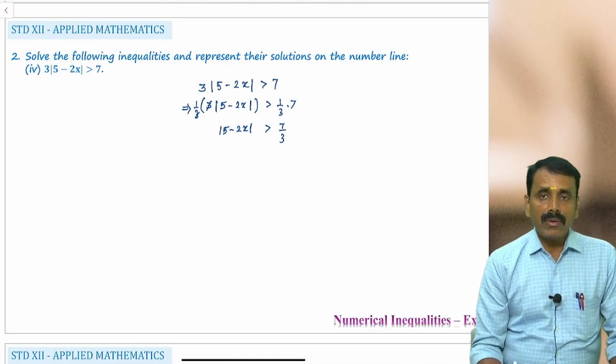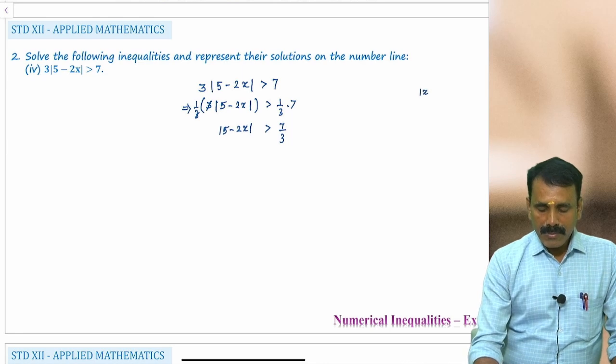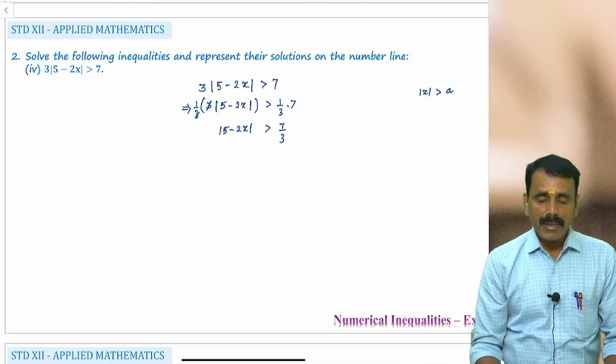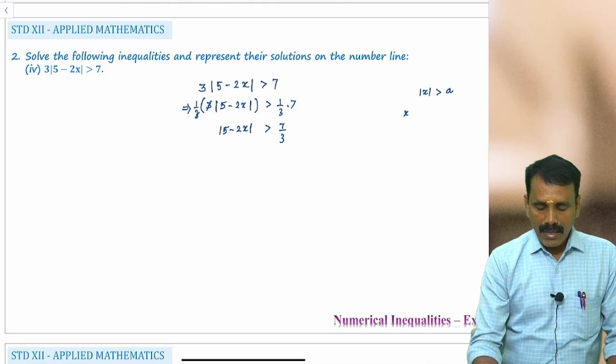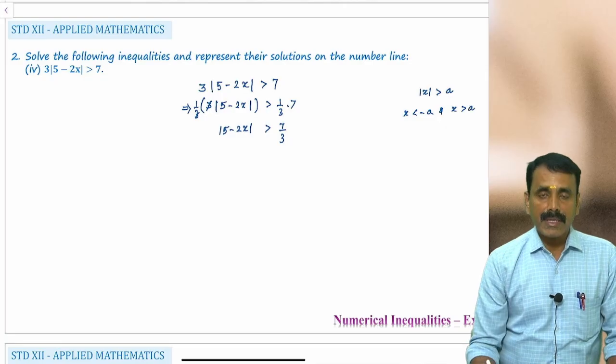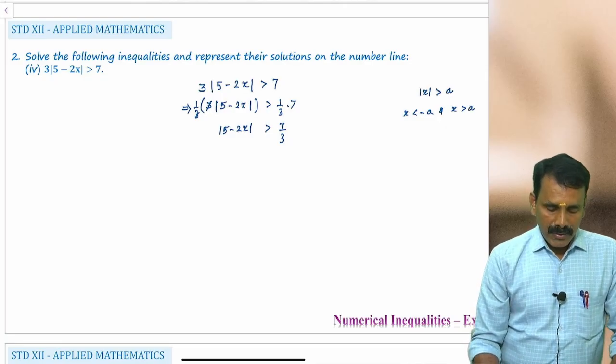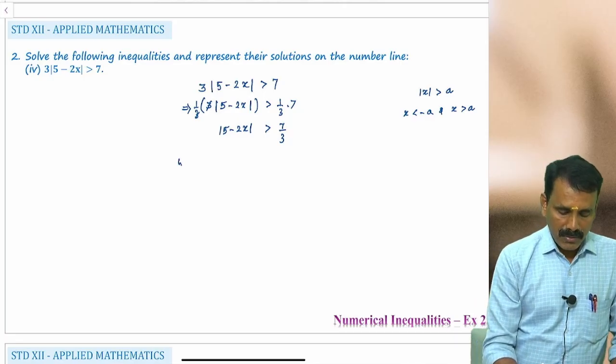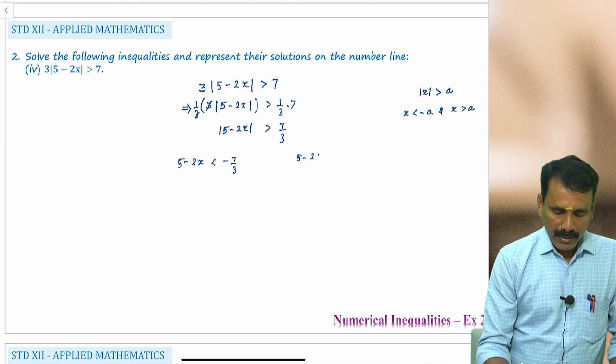So, it is a greater than inequality. Whenever we have the expression mod x is strictly greater than a, we cannot solve this as a combined inequality. We have to separate the inequality. How to separate the inequality? x is less than minus a and x is greater than plus a. So, we rewrite this inequality because it has modulus, we have to separate the inequalities. So, 5 minus 2x less than minus 7 by 3, 5 minus 2x is greater than 7 by 3.